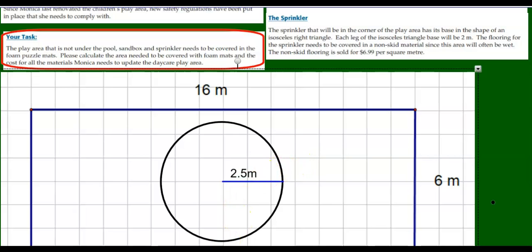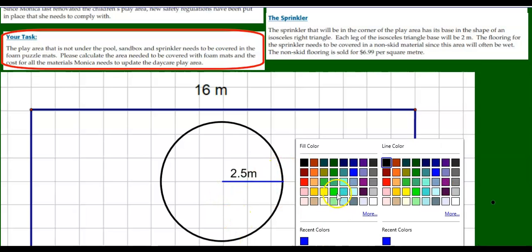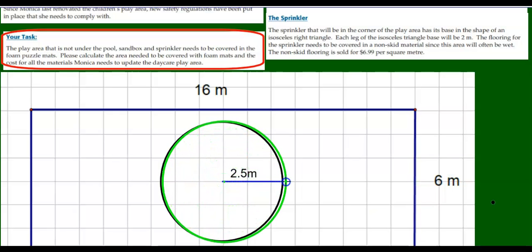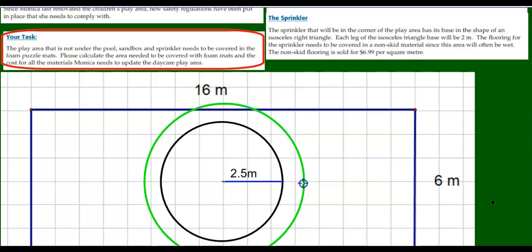So let's draw the fence now. Let's use a different color for the fence. Let's use green. So the fence is going to be 1 meter away. So half a meter, about 1 meter away. So now we're 1 meter away. That's half a meter and half a meter.